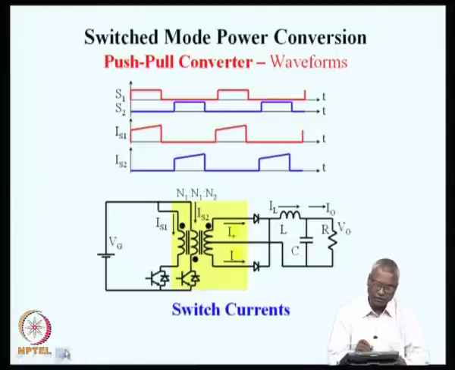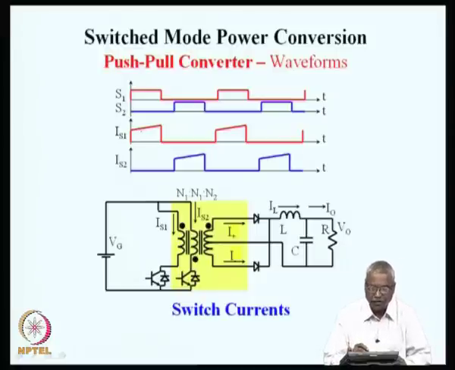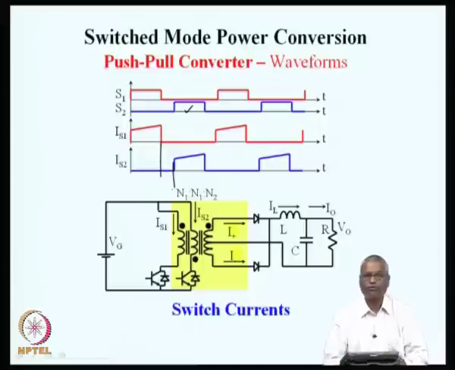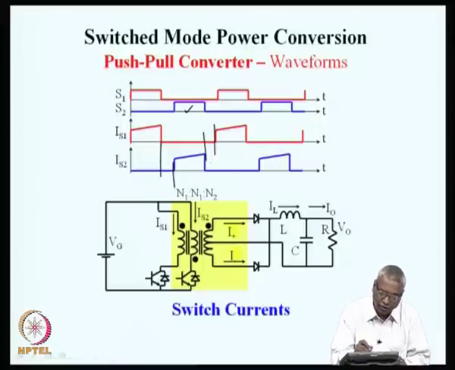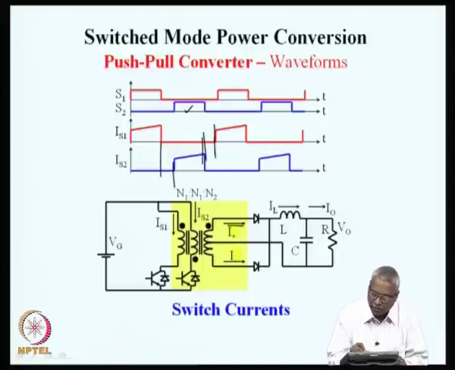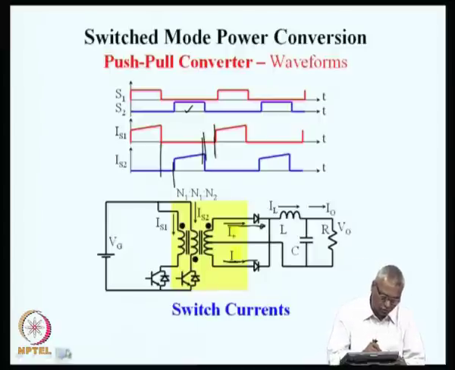What you see here are the secondary currents. The switch currents are the secondary current reflected onto the primary side. So, IS1 carries current whenever S1 is on. Current in S2 is whenever S2 is on, and in between, during the time when both of them are off, there is no current in either S1 or S2, but the load current is supported by freewheeling through both the diodes and the secondary winding, and primary currents are totally 0.